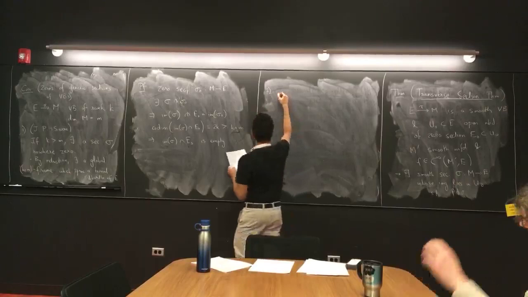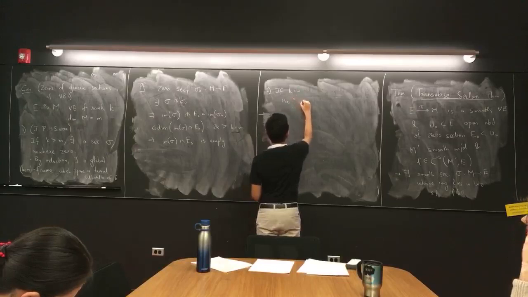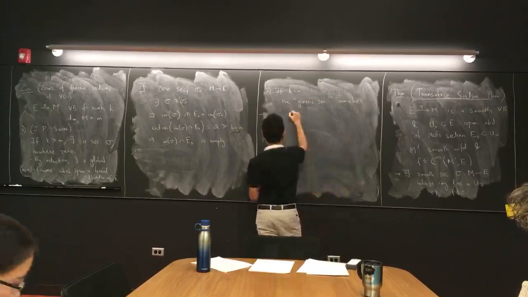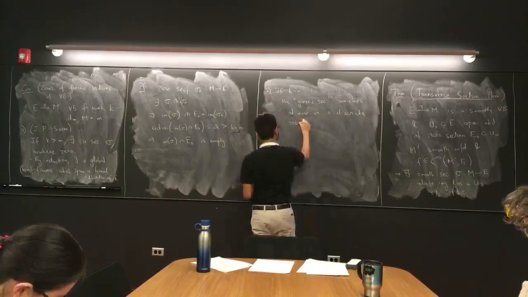So if k is equal to m, for example, the tangent space of a manifold, the tangent bundle, the generic section vanishes, which means that it becomes zero in that sense, at most on a discrete subset of M.